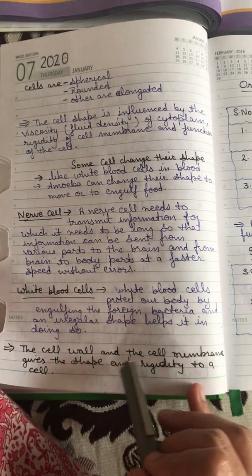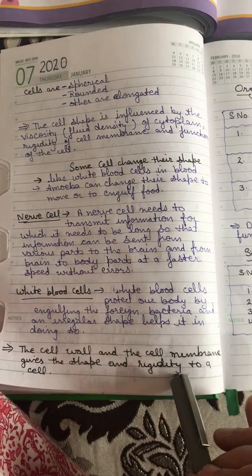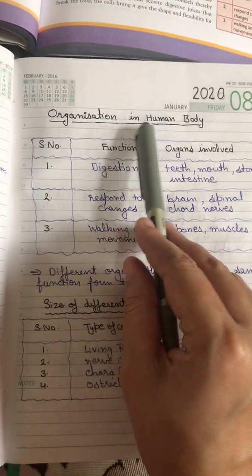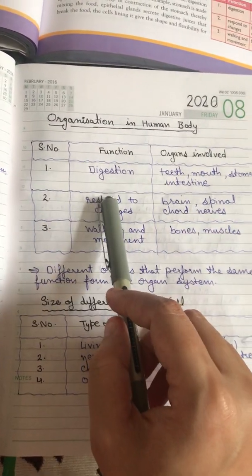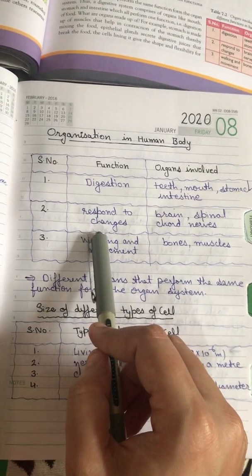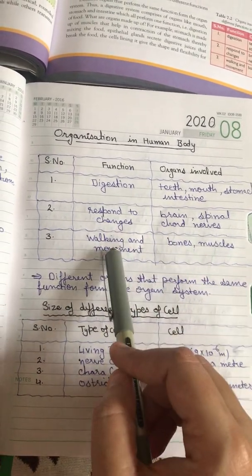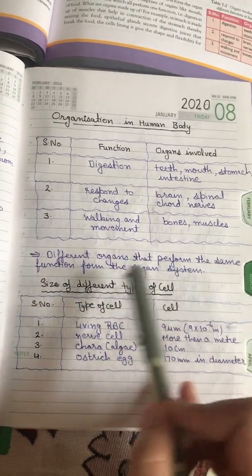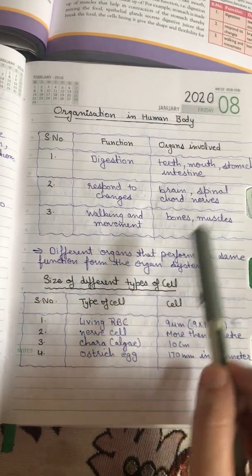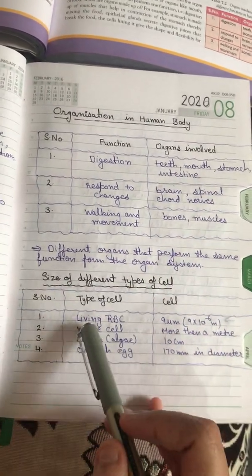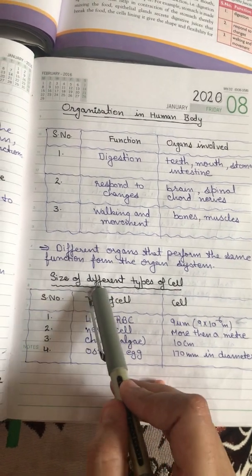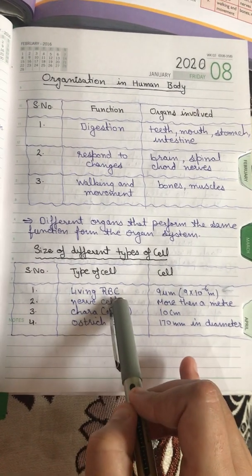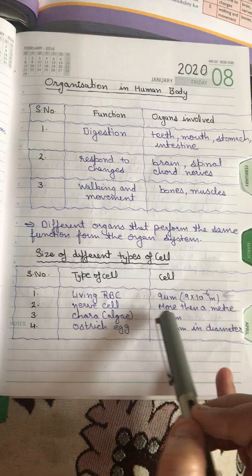The cell wall and cell membrane give the shape and rigidity to a cell. Now, organization in the human body. Digestion includes these parts, respond to changes these parts, walking and movement, bones and muscles. Different organs that perform the same function form the organ system. Now, different sizes of different types of cells. These are the sizes of different cells. RBC, red blood cell, this much, nerve cell more than 1 meter.